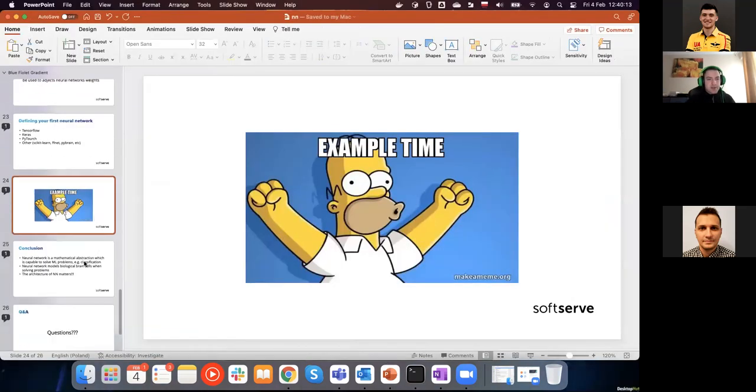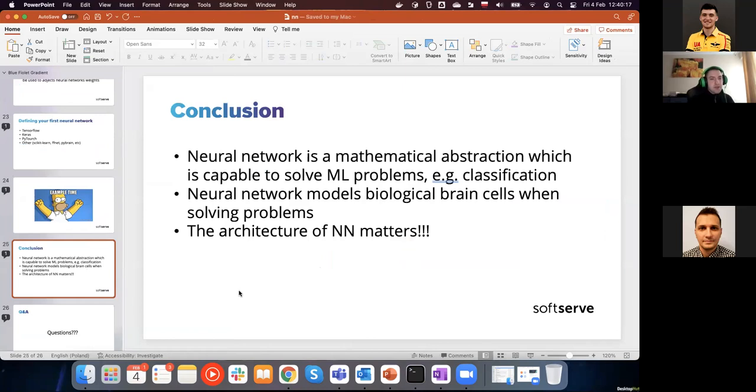I think that's it. So just to summarize what has already been said. The first thing is that a neural network is a kind of mathematical abstraction which actually models the real brain cell. By introducing such a mathematical concept, we are capable of solving complex problems, like, for instance, classification or regression. And it is very important to find a proper architecture of your neural network. By architecture, I mean the number of layers of neurons, activation functions, and the weights. And in order to determine the weights, you need to train your neural network.